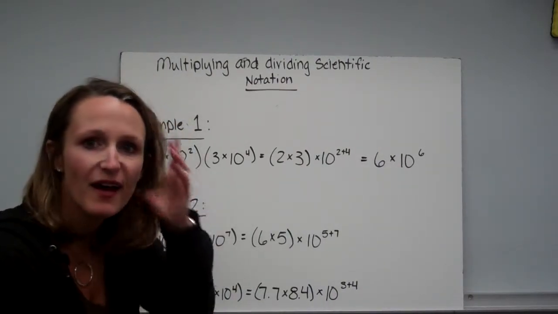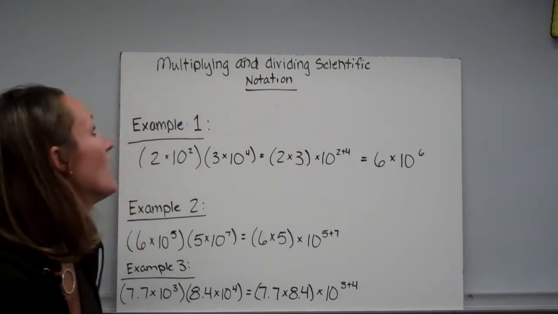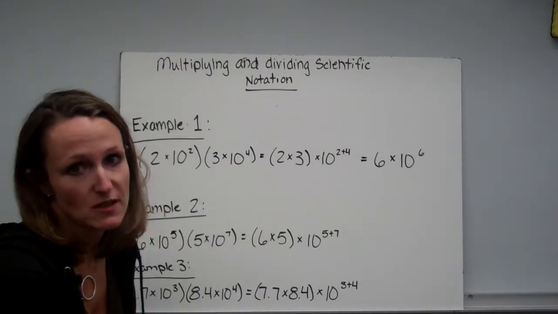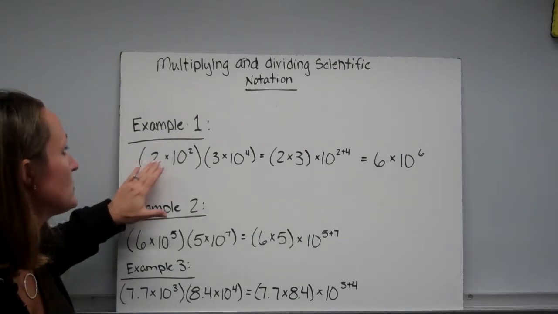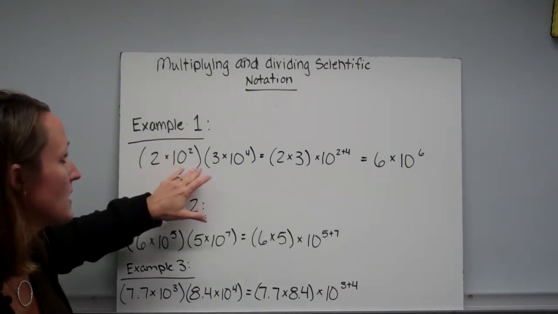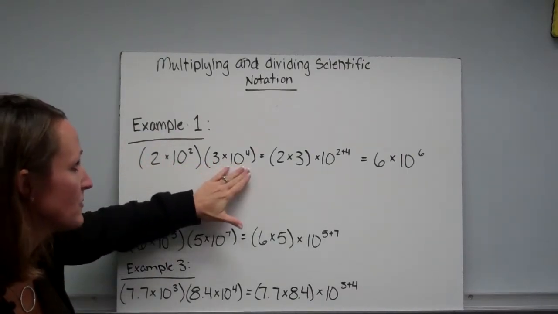In this video, we're going to talk about how you multiply and divide scientific notation. And it's really quite simple. Look at example 1. We have 2 times 10 squared times 3 times 10 to the 4th.